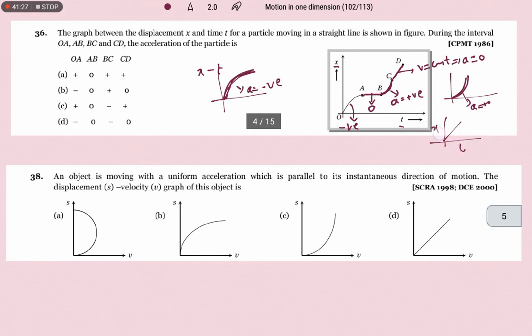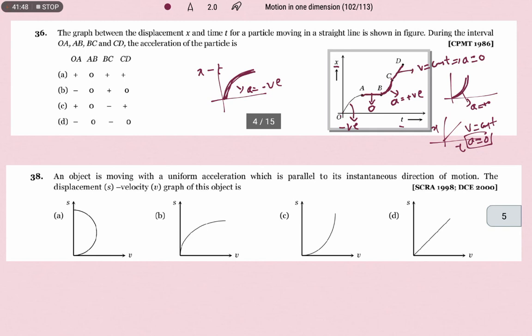If the position-time graph is a straight line, what is constant? Velocity is constant. If velocity is constant, what is 0? Acceleration will be 0. So from O to A negative, we have B and D. Next, A to B is 0, so B and D are the same.